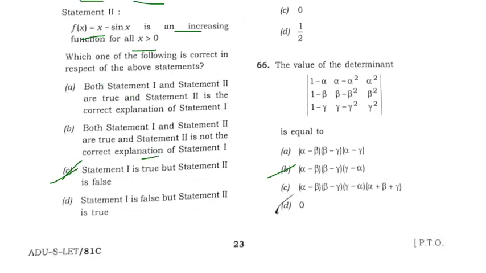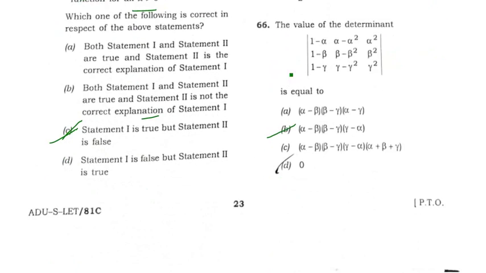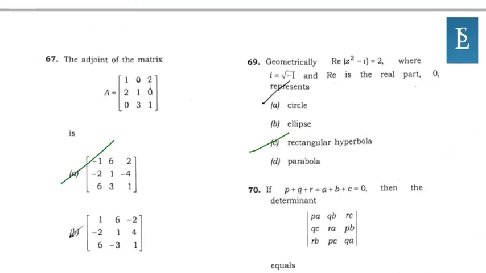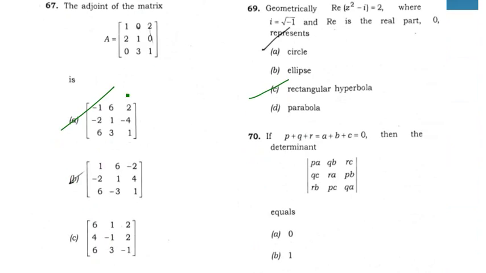Okay. The value of the determinant with rows (1 − α, α − α²), (1 − β, β − β²), (1 − γ, γ − γ²) is equal to, so option B is right: (α − β)(β − γ)(γ − α). Next question is the adjoint of the matrix. So this matrix is given, so the adjoint of the matrix is option A, which is the right answer.